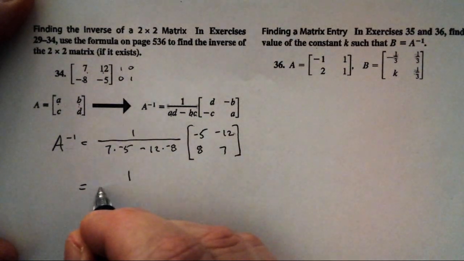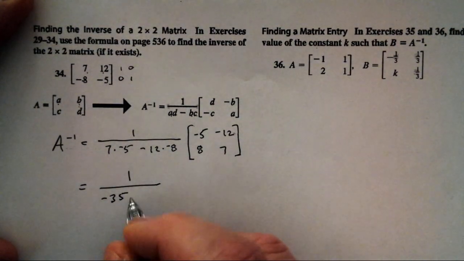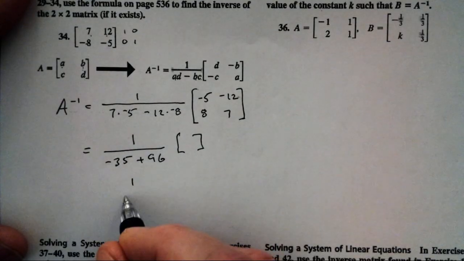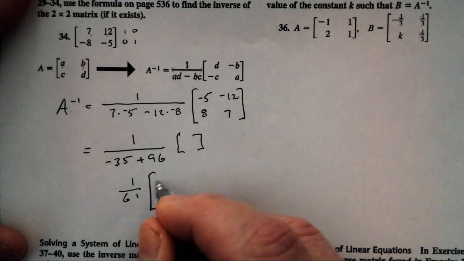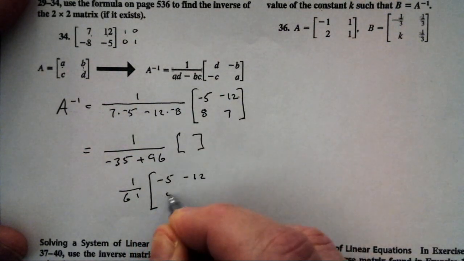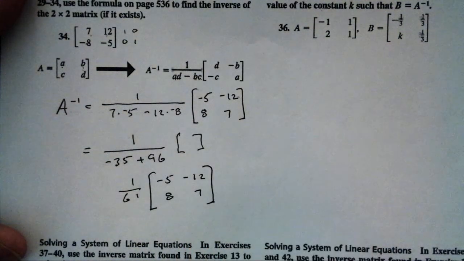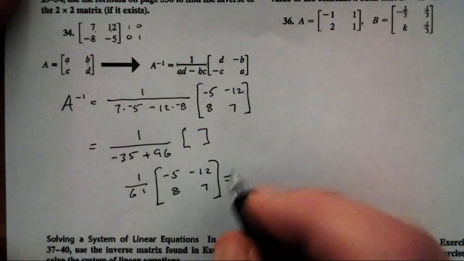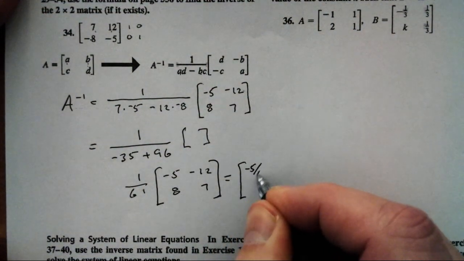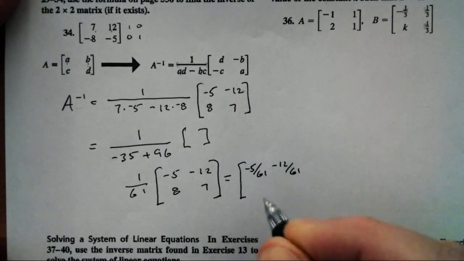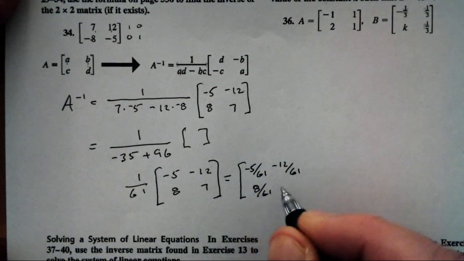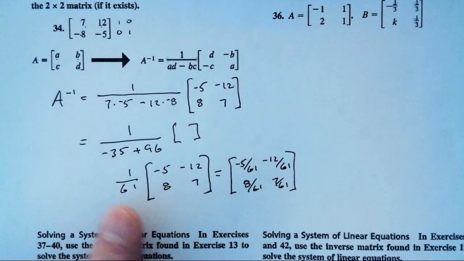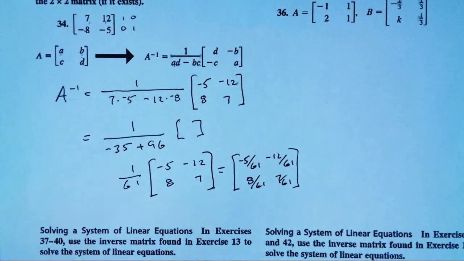So let's see, we get 1 on -35 plus 96 times our matrix. That is 1 on 61 times -5, -12, 8, 7. And that's a perfectly acceptable answer, but you could also, of course, write that as -5 on 61, -12 on 61, 8 on 61, 7 on 61. Most times we would prefer that to be in this form, truthfully. But they each have their place.